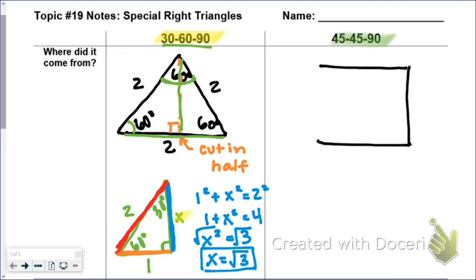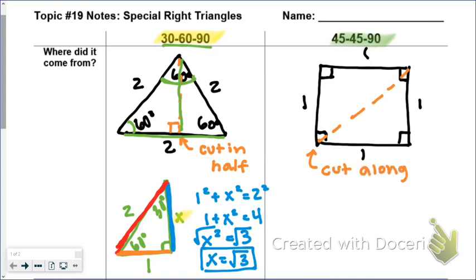So how we're going to start off, and where it came from, is we're going to look at a square. We know that all of the angles in a square are 90 degrees, and we're going to look at a square with side lengths of 1. All right? And we're going to take it and cut it in half just like we did the equilateral triangle. But this time we're going to cut along the diagonal.